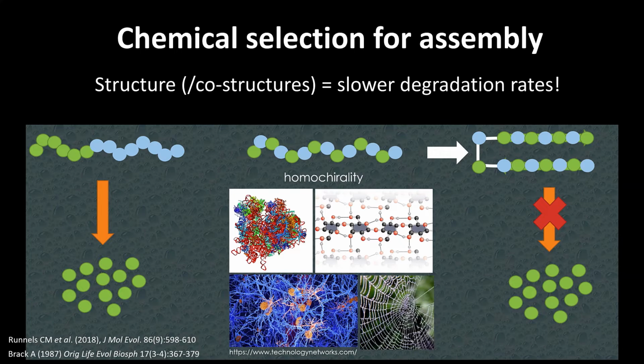This can also explain the emergence of homochirality. So homochiral polymers tend to be more stable than heterochiral ones and will degrade more slowly. So this is a very strong selection force favoring homochirality.